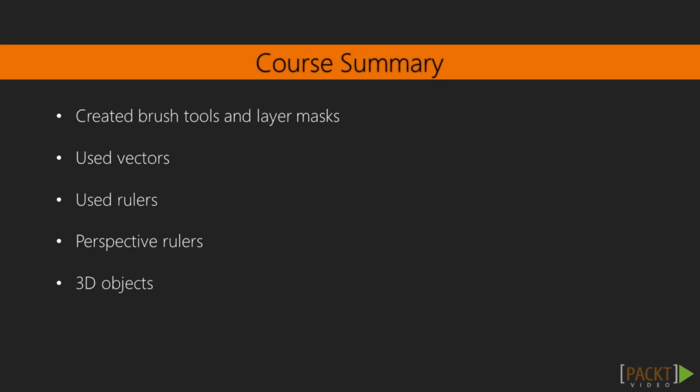We have now finished this course, and what a journey it has been. We started off by learning how to create custom brushes and how to use layer masks. Then we explored using vectors in our work. Then we learned about the ruler tools, including basic rulers and then moving into the perspective rulers. Finally, we learned about the 3D aspects of Clip Studio Paint and how to use them in our work.